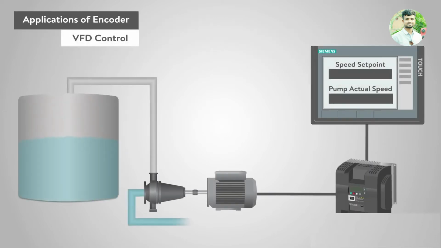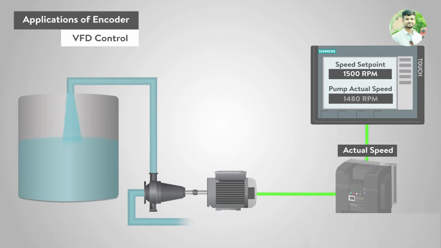For VFD control, you may be running a pump on a VFD to fill a tank full of a liquid. You are requesting a certain speed and want to verify that the pump's VFD is at the requested speed. An encoder on the VFD may be used for feedback of speed.